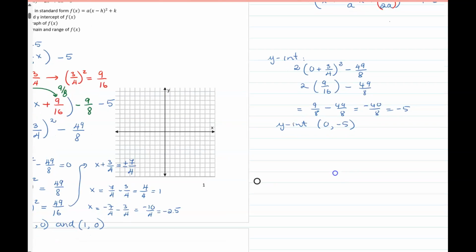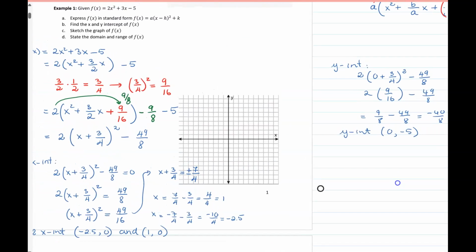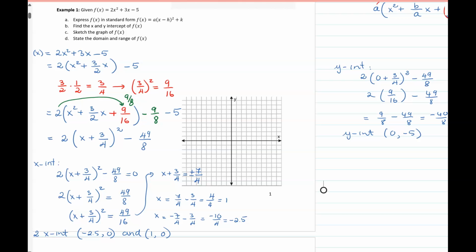So let's put the x and y-intercepts onto the graph. So x-intercepts are 1 and negative 2.5. So let's say here's 1 and 2.5, negative 2.5 right here, and 1. And y-intercept is negative 5. This is our y-intercept.